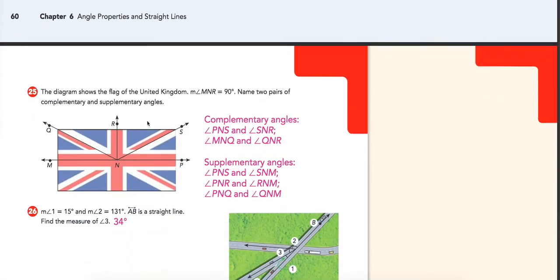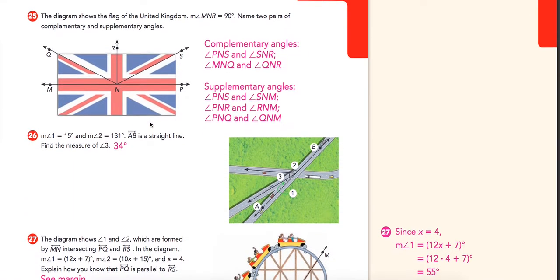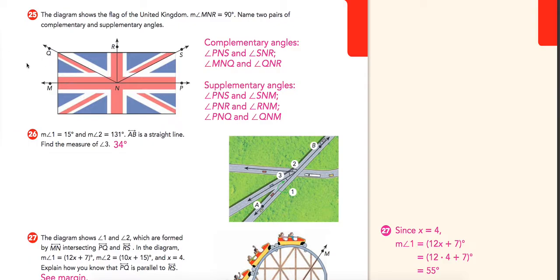Moving on. I think the last page. So the diagram shows the flag of the United Kingdom. Name two pairs of complementary, two pairs of supplementary angles. So here you go. You got two pairs of complementary there, two pairs of supplementaries.